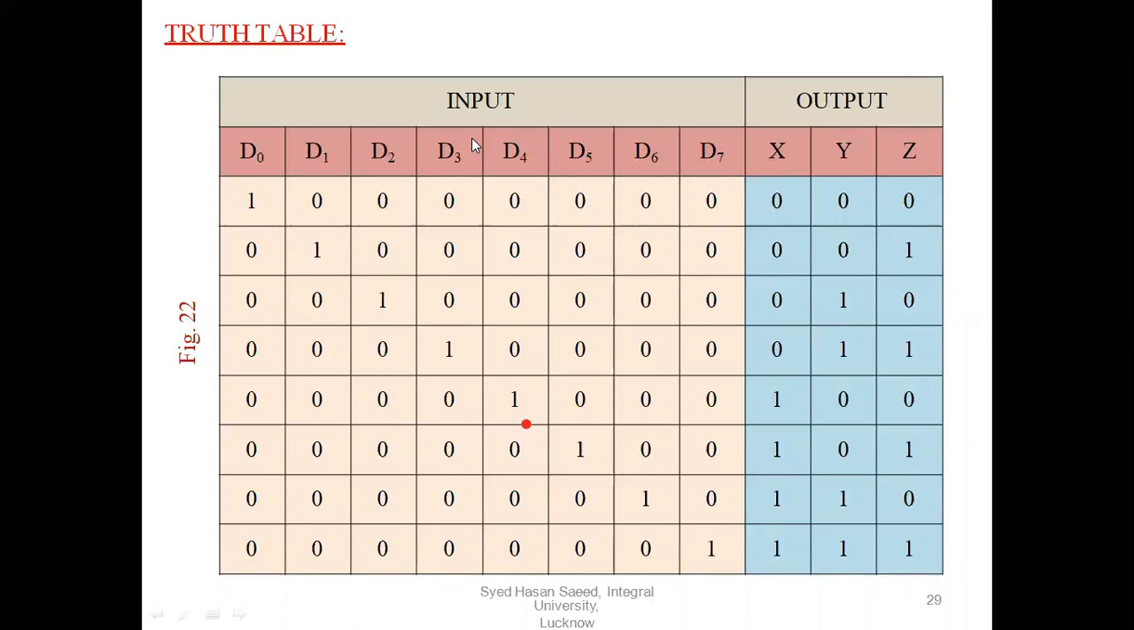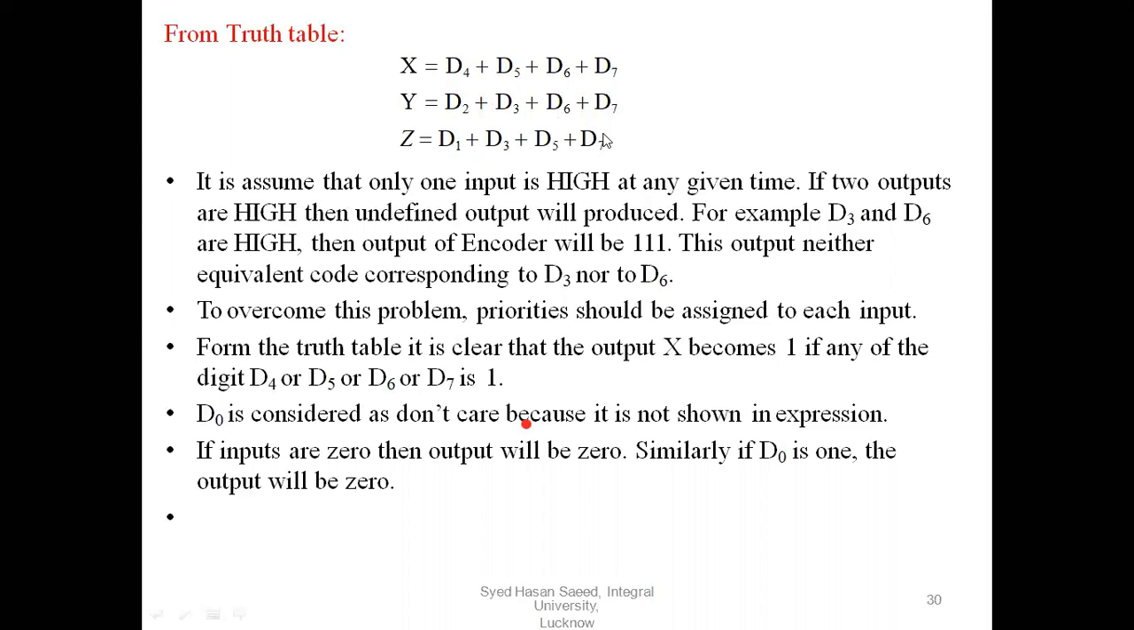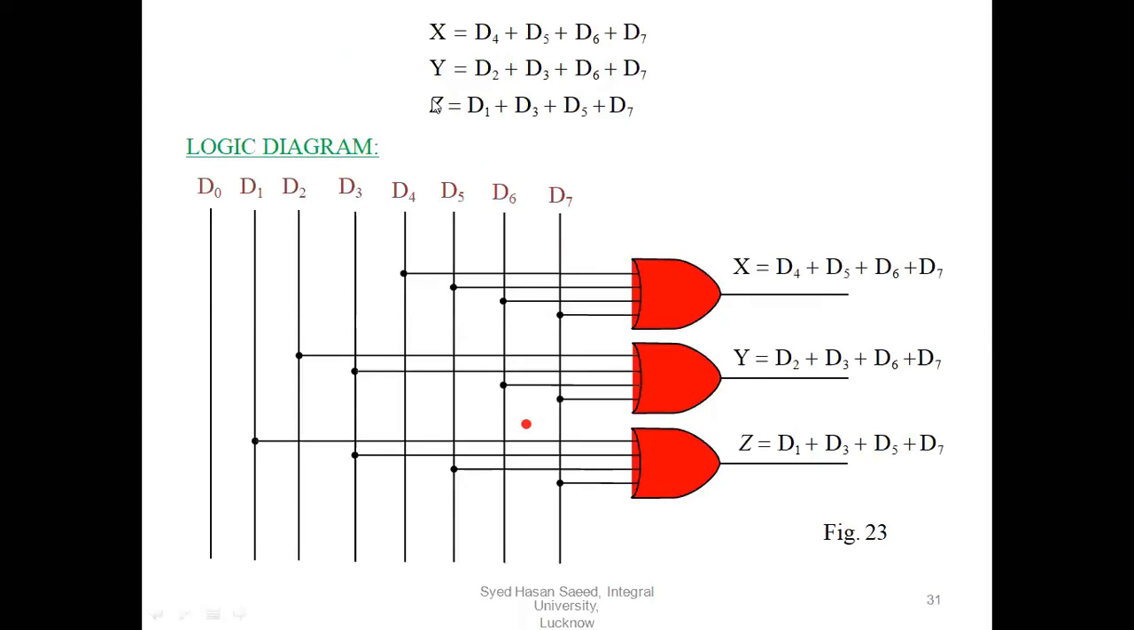So by the truth table, wherever ones are possible, we take that input combination and represent those values here. So we got these Boolean expressions for X, Y, Z. Based on that we simply construct the logic circuit diagram, that is D0, D1, D2, D3, D4, D5, D6, D7 are the inputs, and X is nothing but D4, D5, D6, D7 connected with an OR gate. So X is equal to D4 plus D5 plus D6 plus D7.